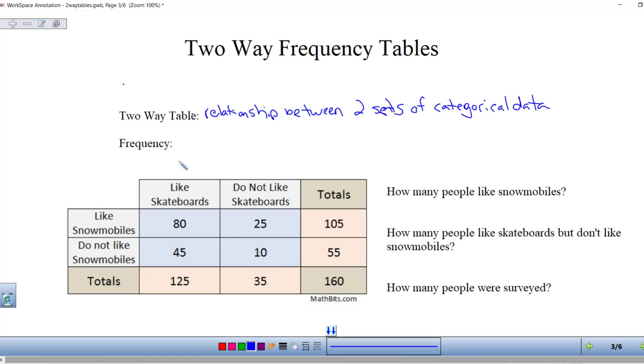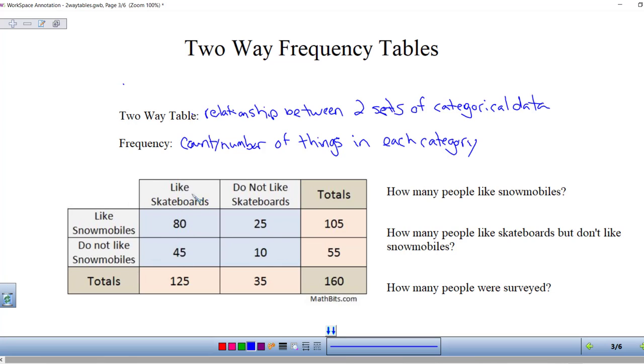And frequency means the count or the number of things in that category. So when we put these together, we have a two-way frequency table where it shows two categories and the frequency, the number for each category. So this is what a two-way frequency table looks like.